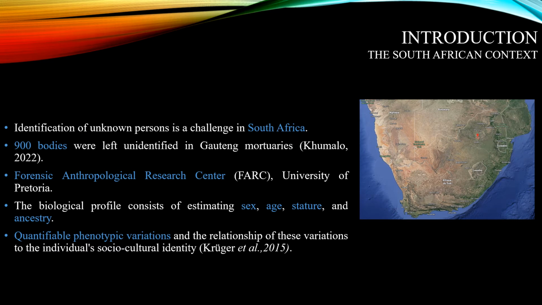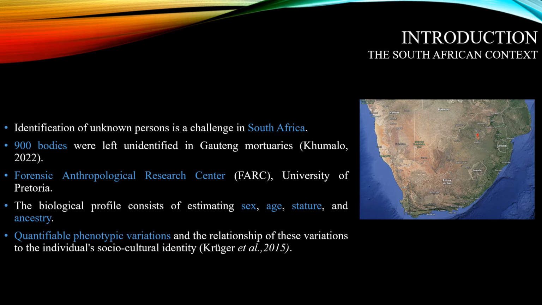Identification of unknown persons is a challenge in South Africa. For example, in 2021, approximately 900 bodies were left unidentified in Gauteng mortuaries. In response to this crisis, FARC's forensic anthropologists collaborate with the South African Police Services to analyze skeletal remains and provide estimations on sex, population affinity, stature, and age, as well as traumatic injury to bone and pathology.